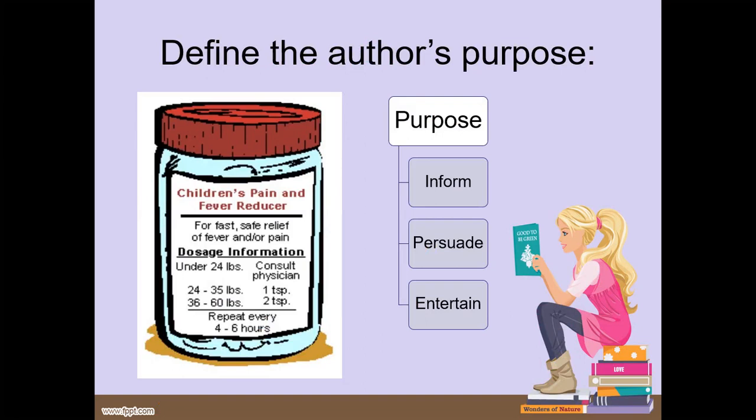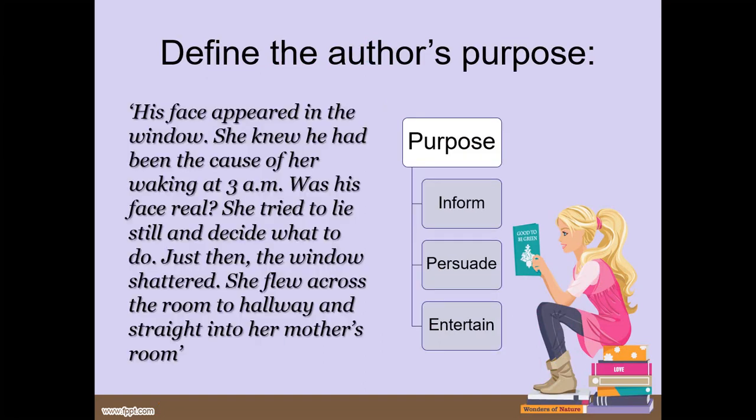Yes, dear learners, if you have chosen the first category, that is to inform, you are right. Because here the author is giving information on how to use the medicine, how to take the medicine, and is providing us with factual information, so we can say that the author's purpose is to inform the reader. Let's move on. Here we have a passage. Please read it in 30 seconds and define what the author's purpose is: to inform, to persuade, or to entertain.